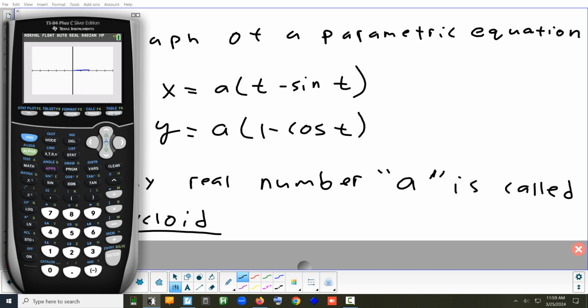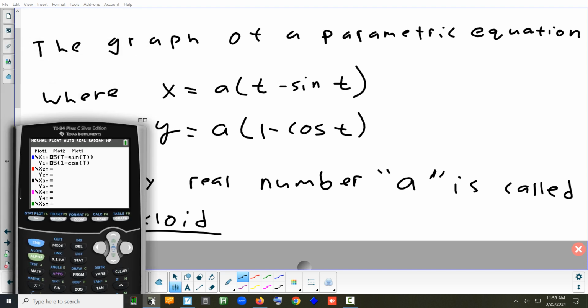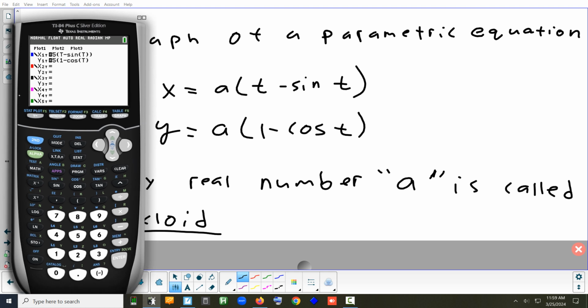Let me hit graph. Oh, I didn't adjust my window. Let's do zoom 6, start with that. Not a great picture. Let's set our x max a lot higher. Okay, well, that's one. If I set my T max higher, like let's say 20, it keeps going. Okay, this shape is called a cycloid, and depending on how high you set the T max, it just keeps going.